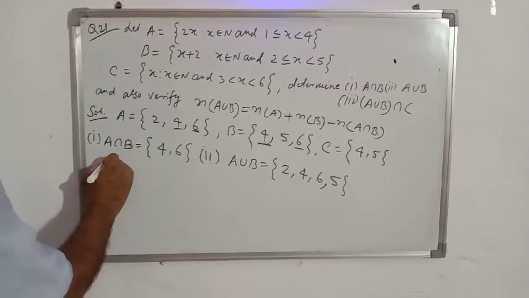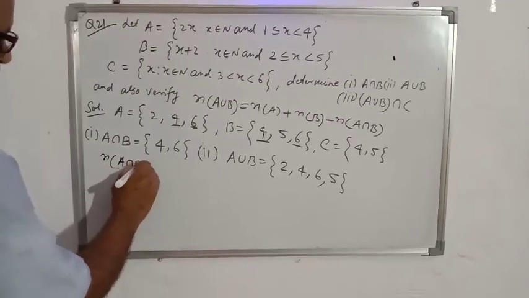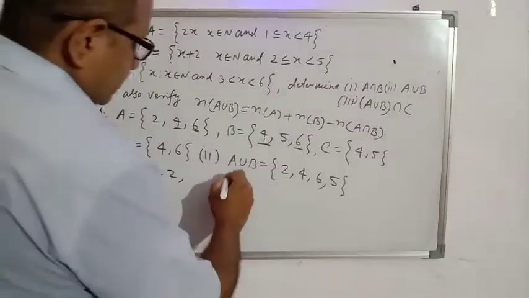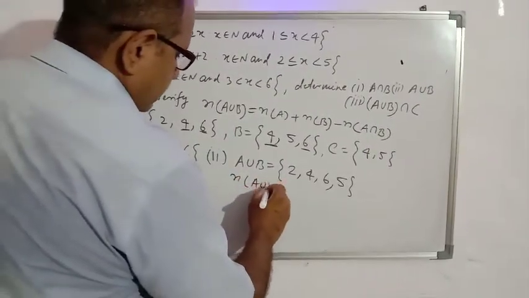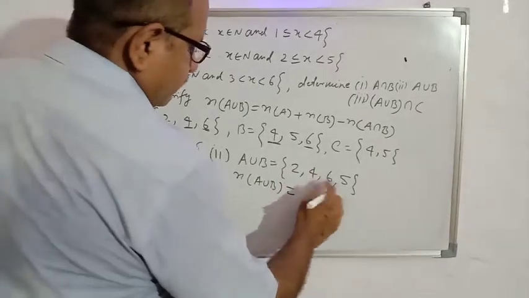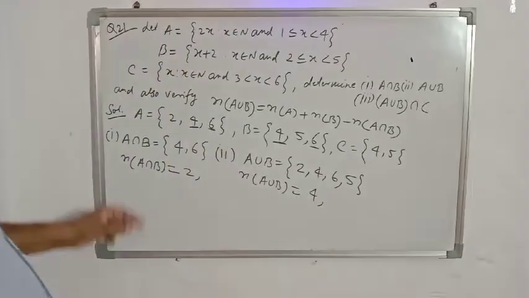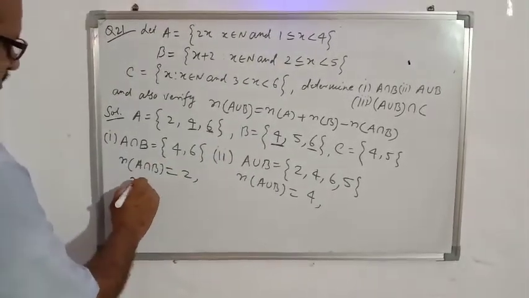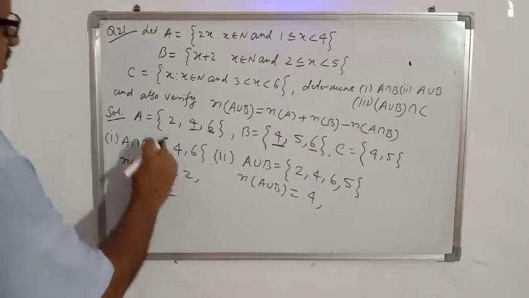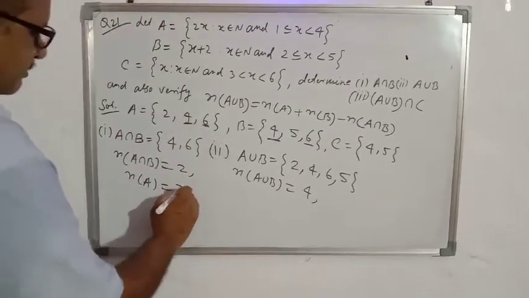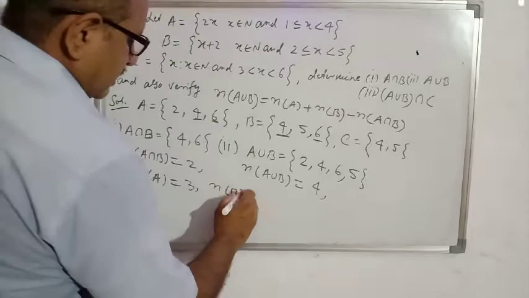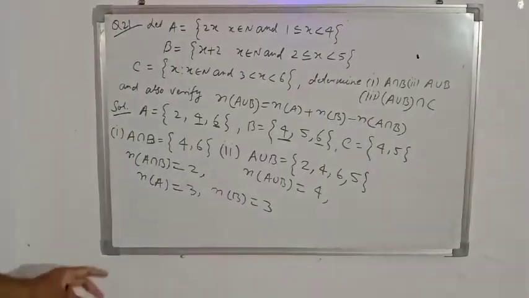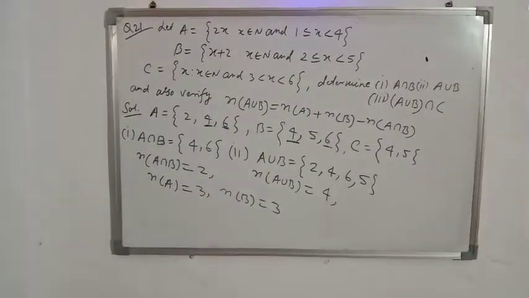So firstly write their cardinal numbers. What is n of A intersection B? N of A intersection B has only two elements. 2. N of A union B: 1, 2, 3, 4. 4 elements. Write 4 here. N A is equal to 1, 2, 3. 3 elements. N B: 1, 2, 3. 3 elements. So I have written their cardinal numbers.